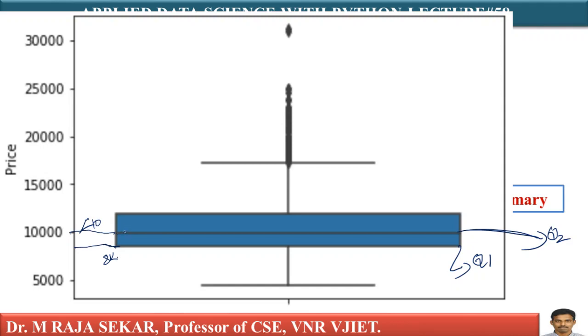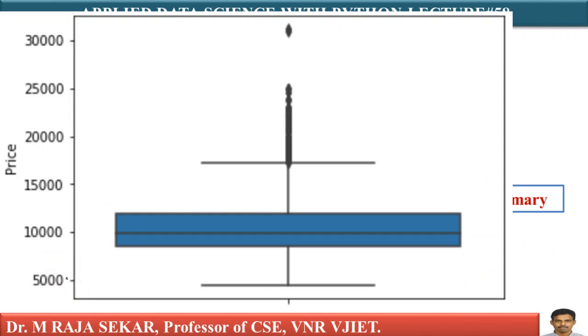Now, which one is the third quartile? This one is Q3, known as the third quartile. It means 75% of cars' prices are less than approximately 12,000 euros. It is between 10,000 and 15,000. This is the basic interpretation of this box plot.